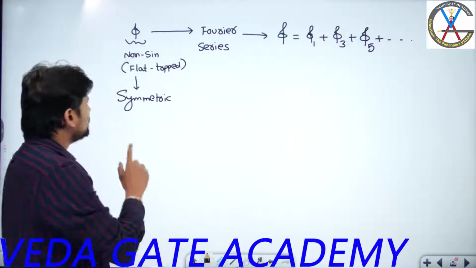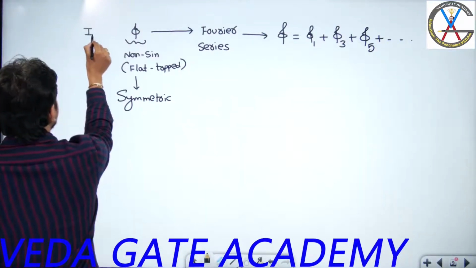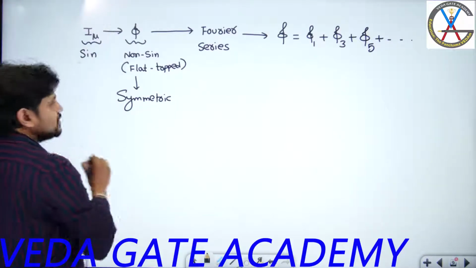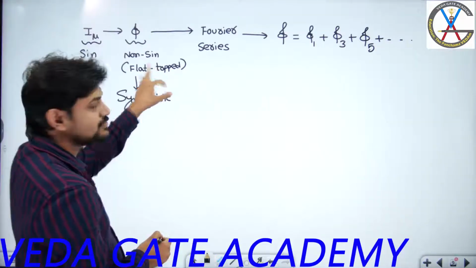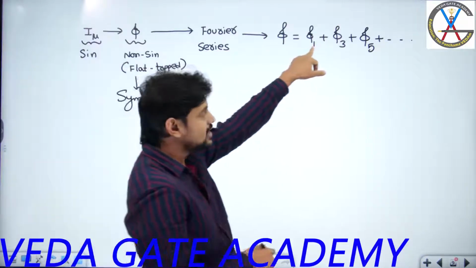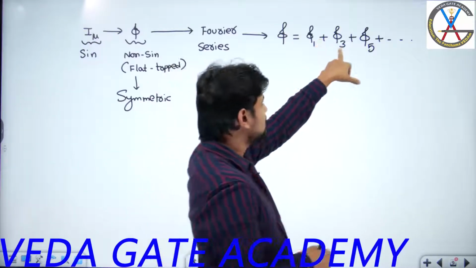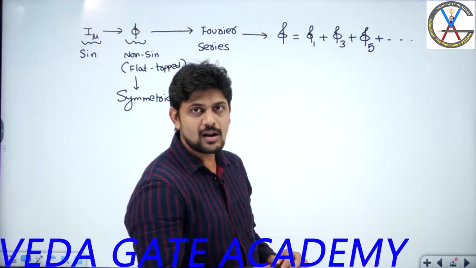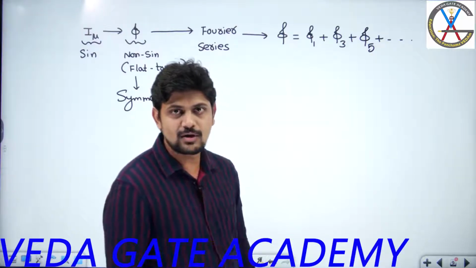Right? So whenever this I mu is sinusoidal, then the flux becomes non-sinusoidal with flat topped in nature. And if you apply Fourier series analysis, it contains the fundamental component of flux, third harmonic, and all odd harmonic components of fluxes. All odd harmonic components of fluxes are going to be present.